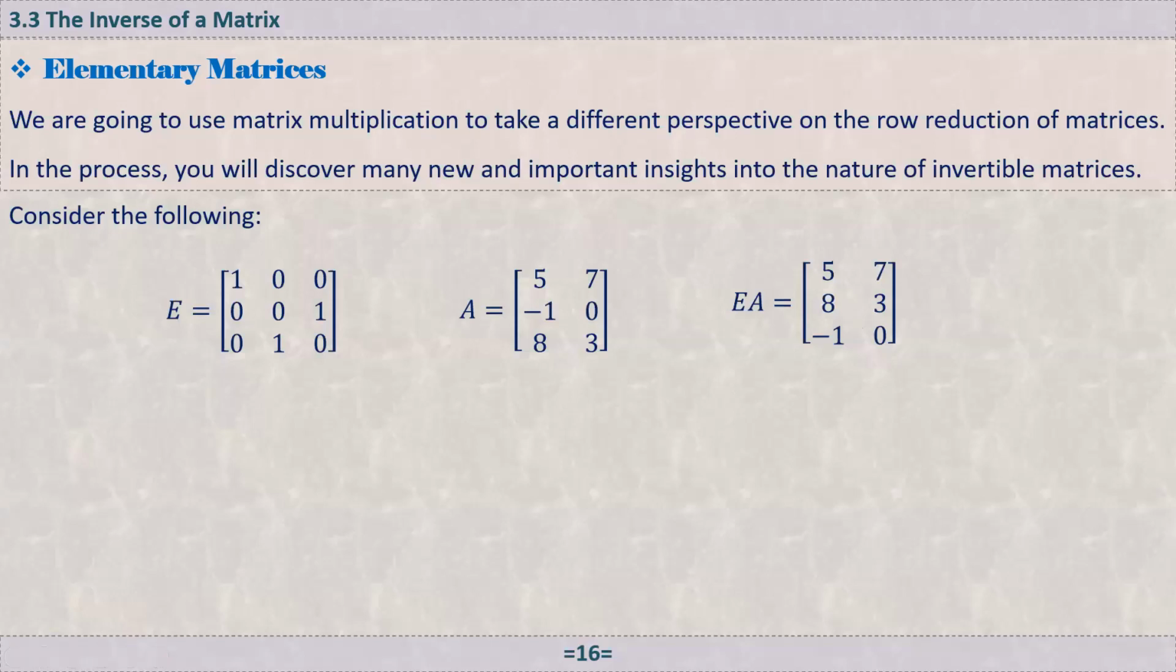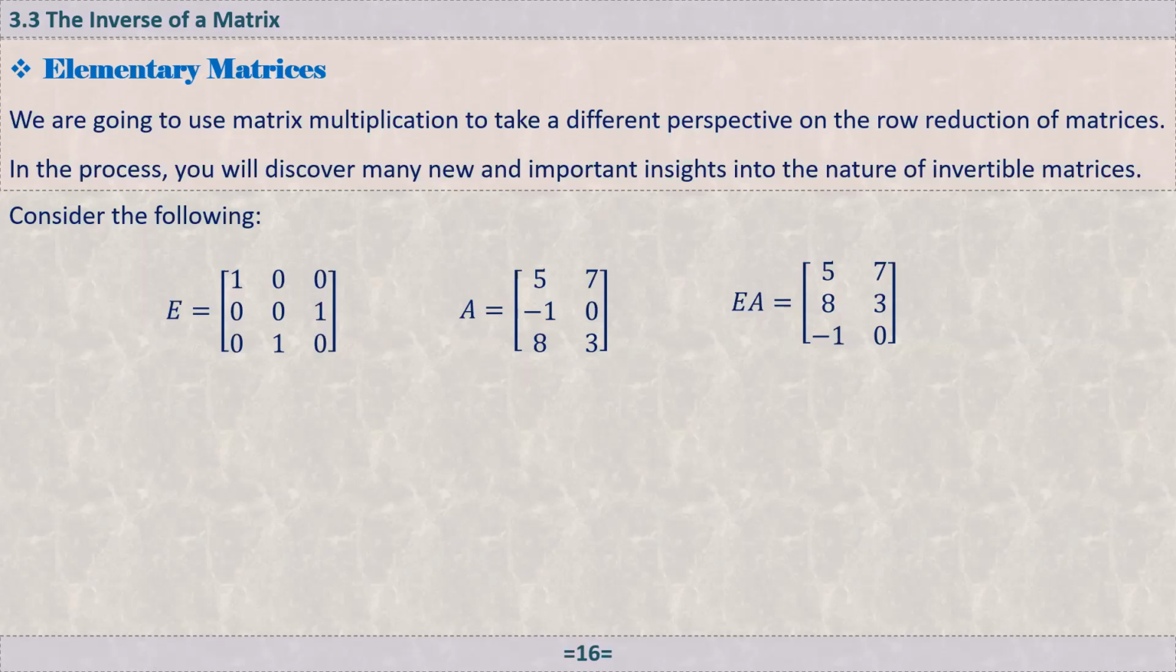So now we are going to use matrix multiplication to take a different perspective, different approach on the row reduction of matrices. Right? As you know, if you remember, when you are solving algebraic equations, we have to simplify, right? We need to, by using some manipulation, and after that we can solve the equation. Or for matrices also, when we are simplifying this, right, we are allowed to do 3 basic operations. We call them elementary row operations.